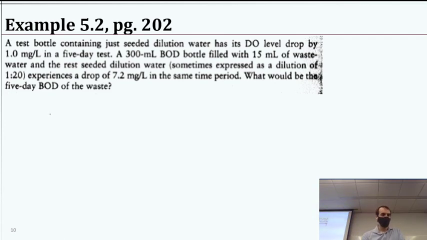So I'll go ahead and write a couple things here. So BOD of the wastewater is what we're asking. And remember that BOD of the wastewater, that's going to be our BOD of the mixture plus BOD of the dilution times 1 minus P.